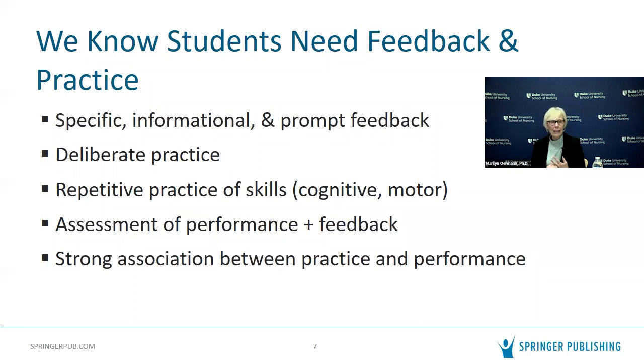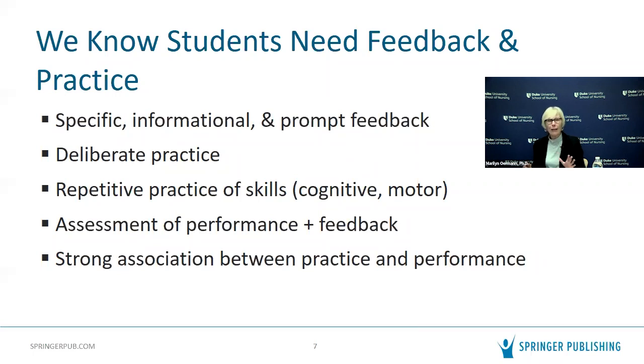And we know, lastly, that students need preset deliberate practice. They can't learn it once. They can't be checked off once. They need to practice it deliberately. They have repetitive practice where there's some assessment, giving feedback, filling in the gaps, correcting poor performance, and we know that that makes a difference. So deliberate practice, we know, improves competencies.